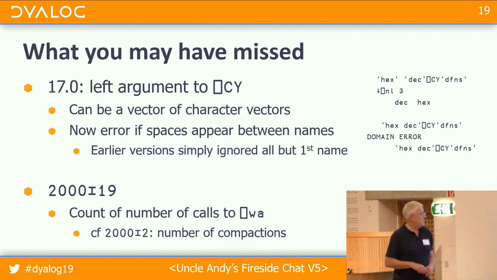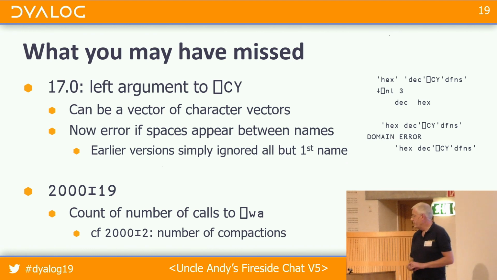Other things you might have missed in 17.0, we've fiddled with the left argument of quad CY slightly. The good news is that we've extended it so the left argument can now be a vector of character vectors, on the basis that almost everything else that can take a matrix of names or a vector of a single name also allows a vector of character vectors. We've done this with quad CY.